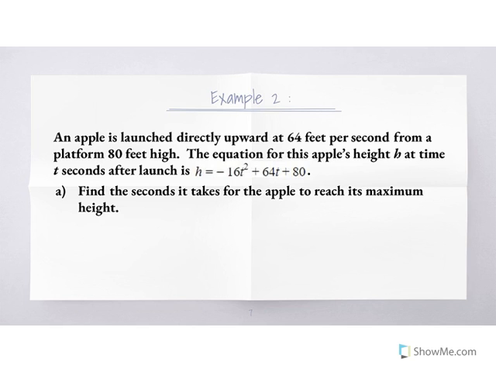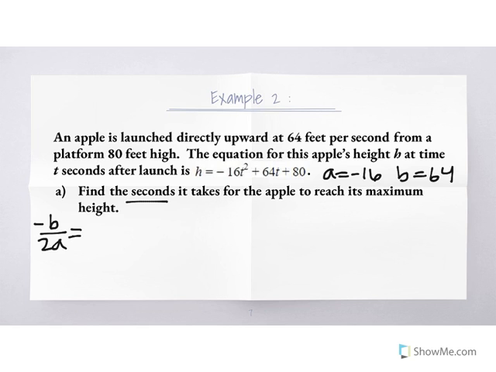The equation for this apple's height, h, at time t seconds after launch is h equals negative 16t squared plus 64t plus 80. You're going to find the seconds it takes for the apple to reach its maximum height. We're talking about seconds, which is our t in time, so that's the x value of our vertex. We're going to use the negative b over 2a formula again. I'm going to identify my a and b first. So a equals negative 16 here. My b value happens to be 64.